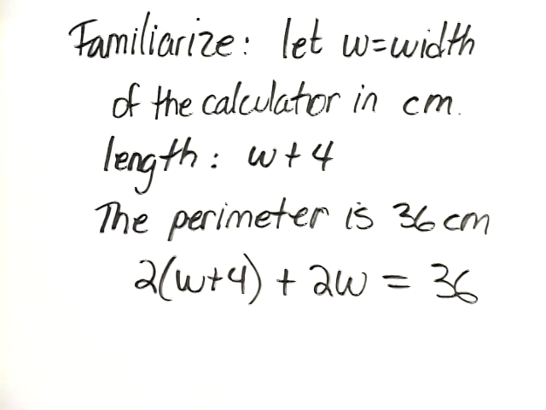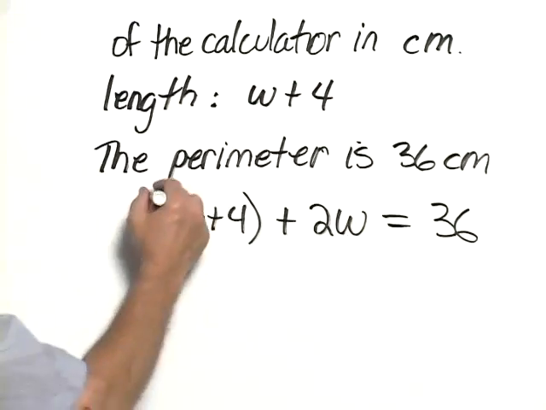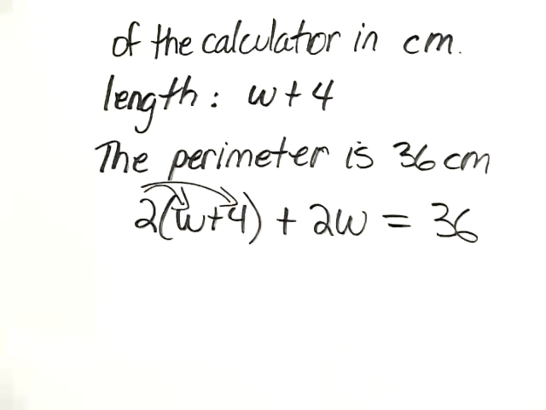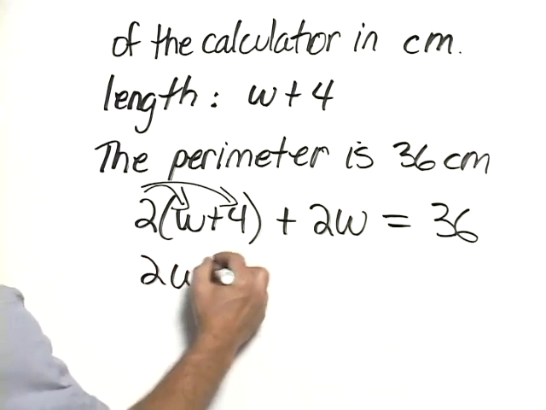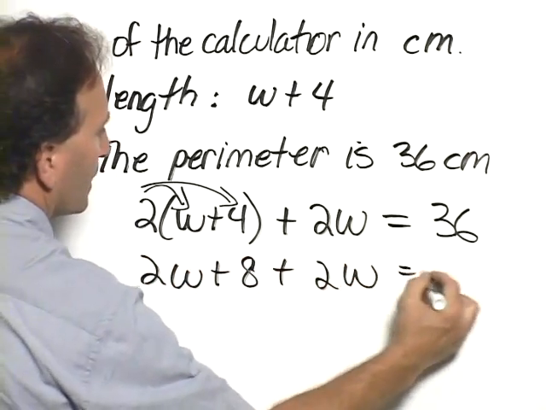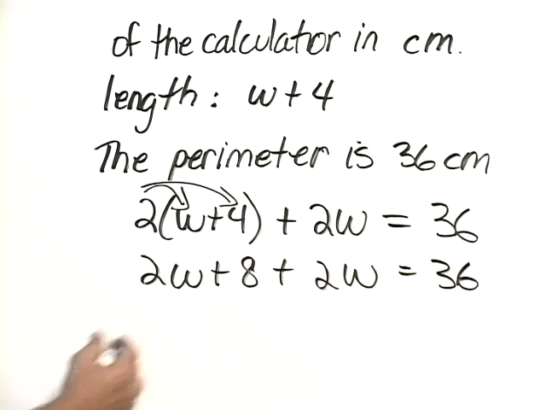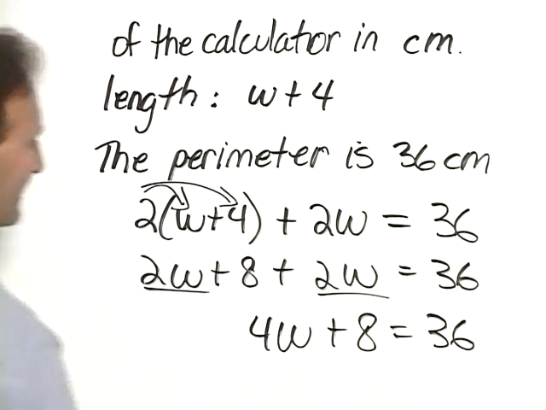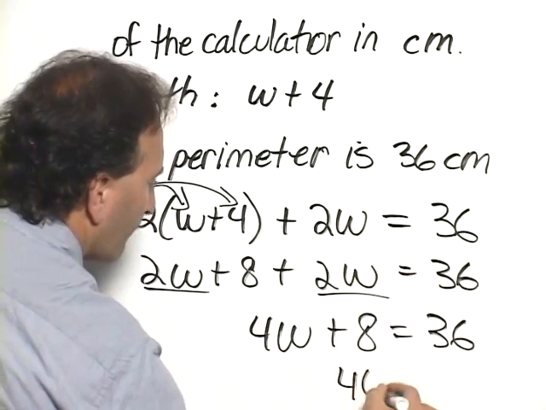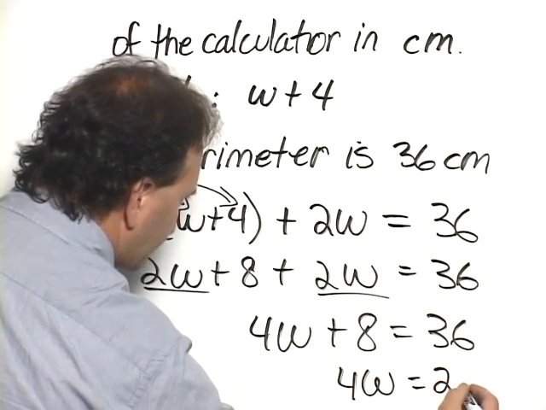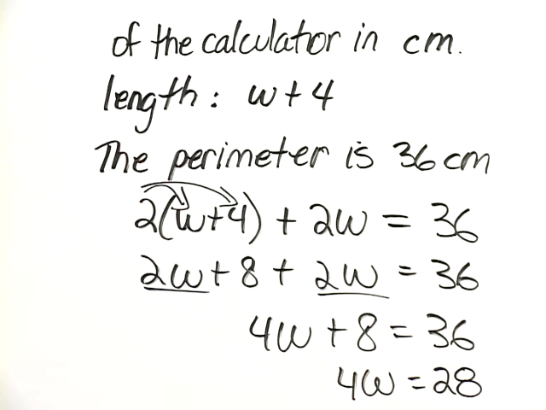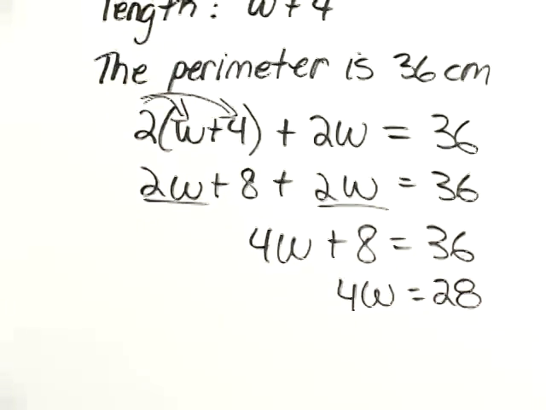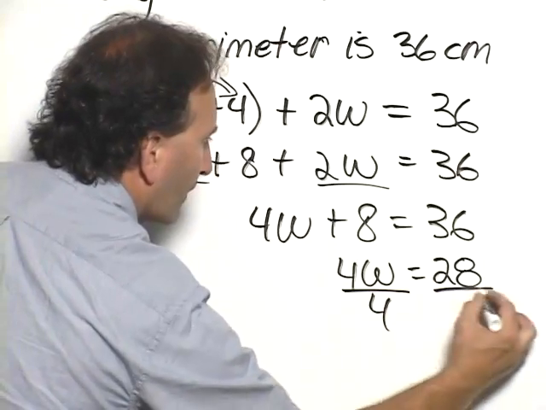Now we carry out. That's the third step, carry out the problem. That means to solve for W. To do so, we would have to distribute the 2, which gives us 2W plus 8 plus 2W equals 36. We can combine the 2W's plus the 2W's, and that would give us 4W plus 8 equals 36. If we now subtract 8 from both sides, we have 4W equals 28. Then what we do is divide both sides by 4.